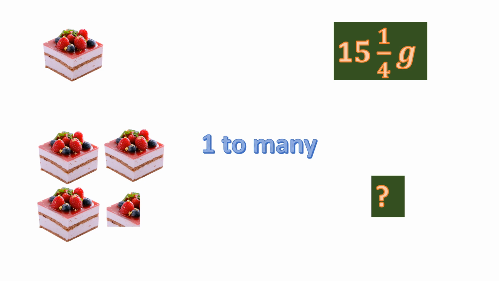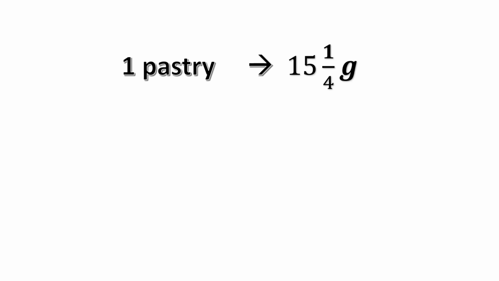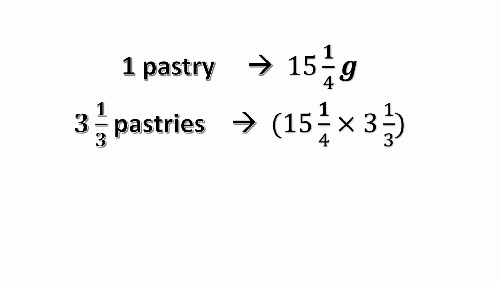So, we have the weight of 1. We have to find out the weight of many. In that case, what should we do? One pastry weighs 15 1/4 gram. 3 and 1/3 pastries weigh 15 1/4 multiplied by 3 1/3. Simple. So now let us do the multiplication. 15 1/4 multiplied by 3 1/3.